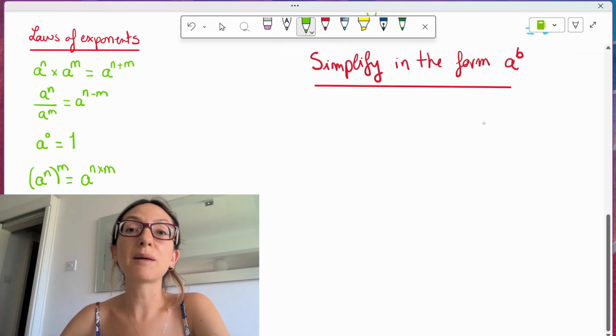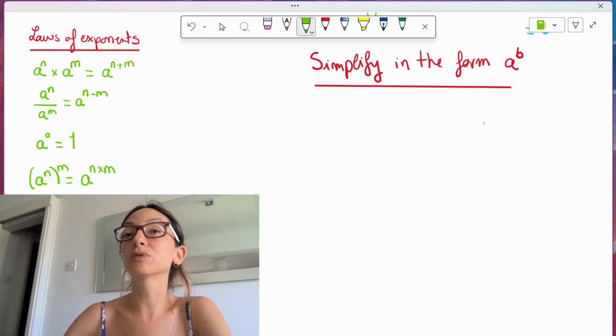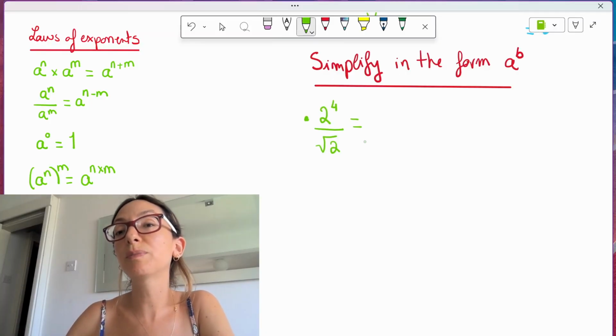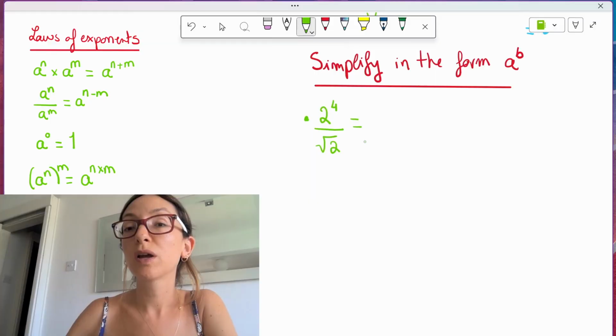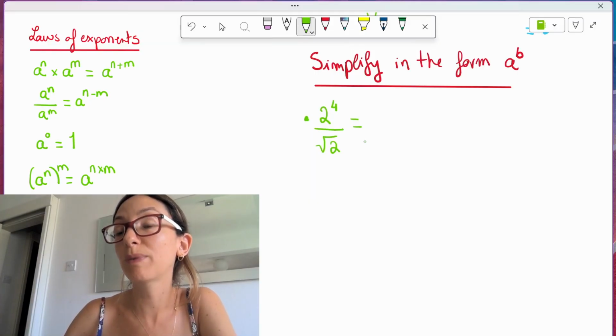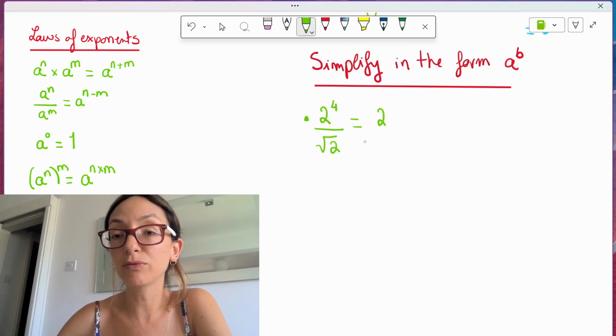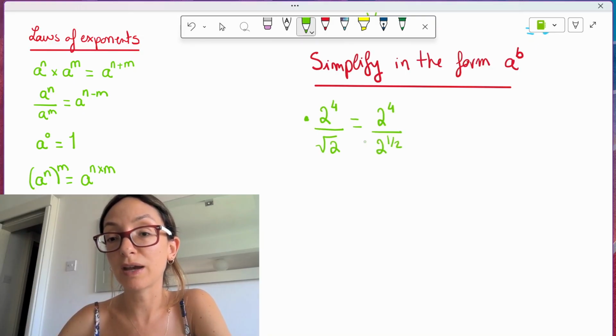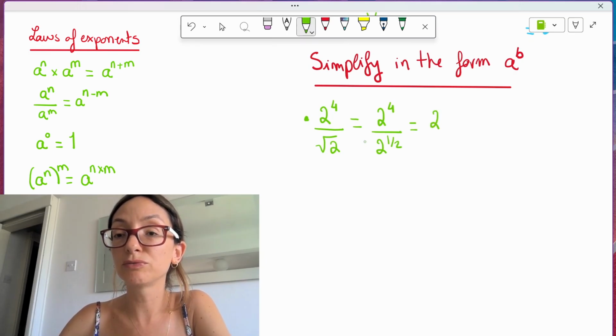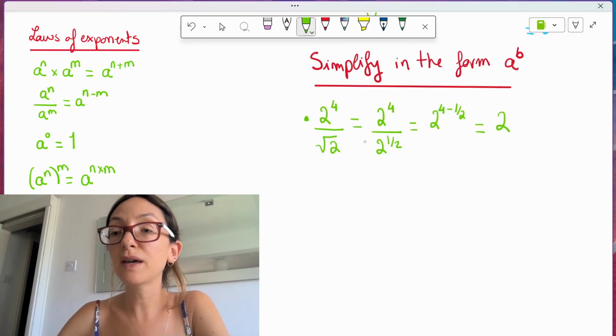Now let's look at a few examples in order to see how we can apply these rules to simplify. What if we have 2 to the power of 4 over square root of 2? We are asked here to write this in the form a to the power of b, which means 2 to the power of something. So the first step is to convert everything to powers. So 2 to the power of 4, we leave it as it is. And then square root of 2, that's 2 to the power of a half. So now we've converted the square root into a power. And now we use the second rule, the rule of subtraction, and we get 2 to the power of 4 minus a half. And that is equal to 2 to the power of 7 over 2.